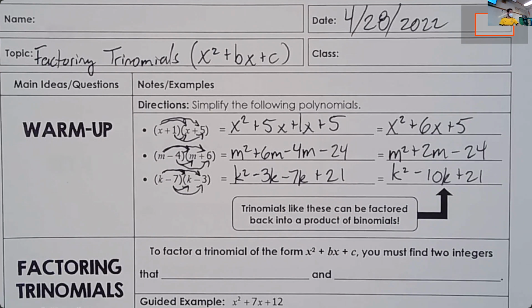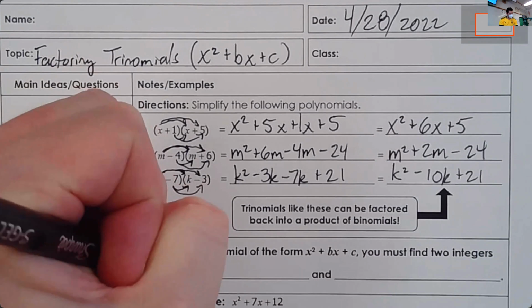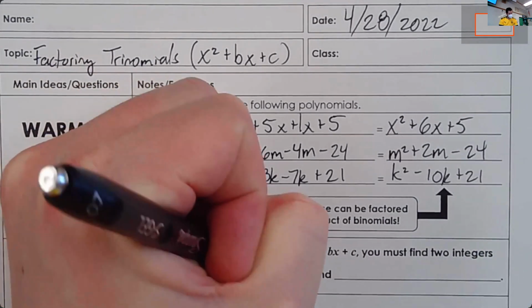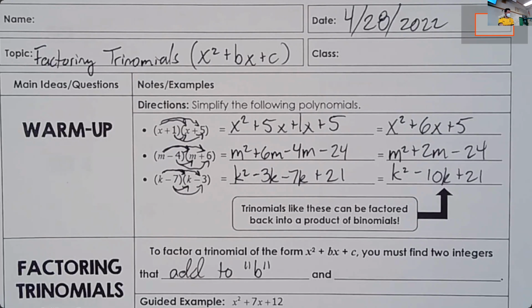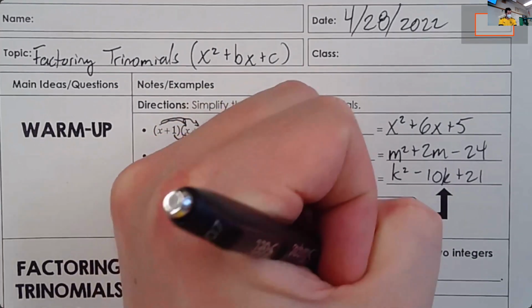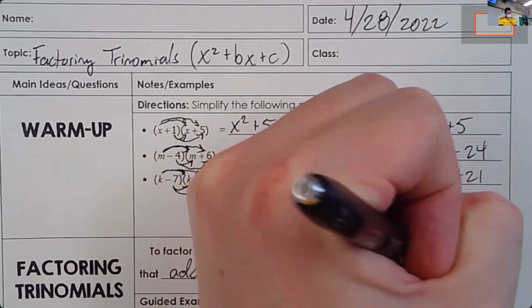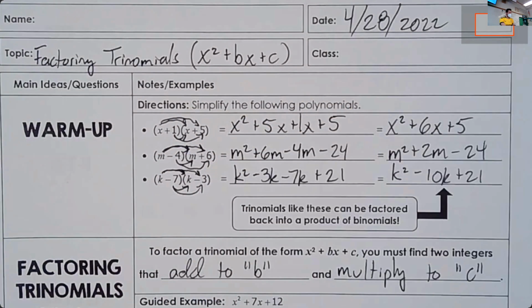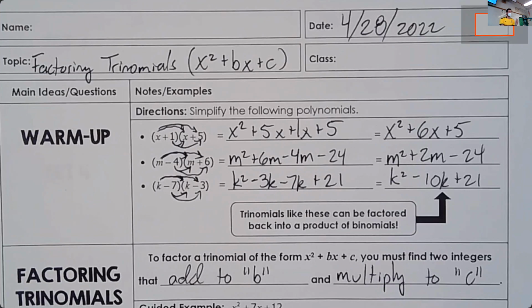So what we're looking for here are two integers, two numbers, positive or negative whole numbers, that add to equal b. So add to b, whatever the value of b is, those two numbers have to add up to equal the value of b. And those same two integers also have to multiply to equal c. So add to b, multiply to c. That's the big thing about today right there.